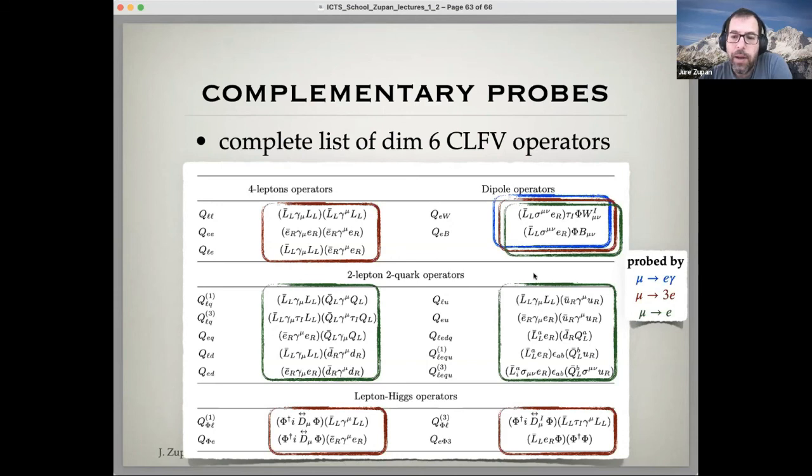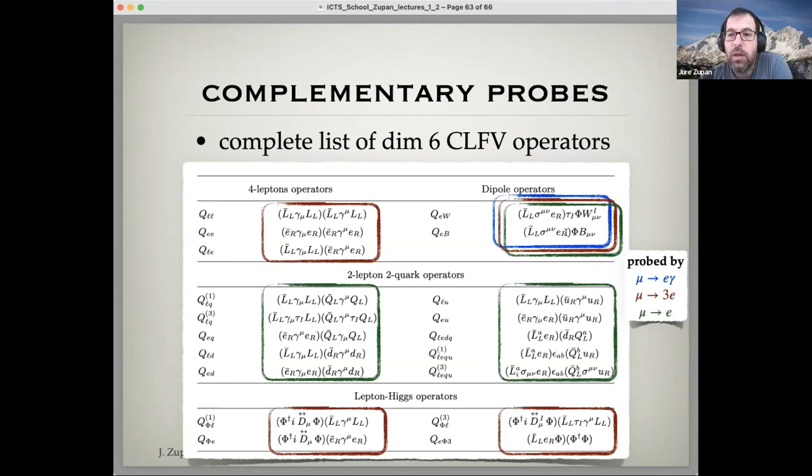And then, depending on whether it's mu to 3E or mu to E conversion, these operators split. Okay, I could have put also mu to E conversion here. The main message of this color coding is that, A, there are many operators, so you probe many different types of new physics. And these probes are complementary, so they probe really different things. There's one common operator that will contribute to all of them.